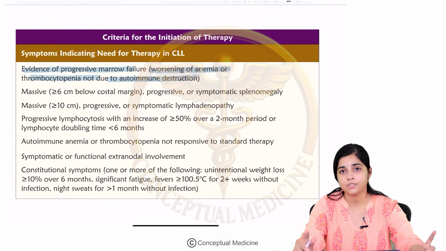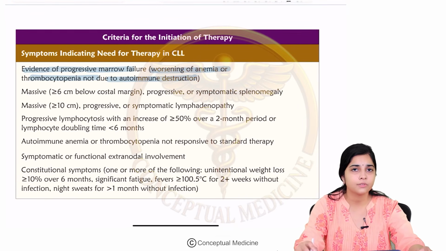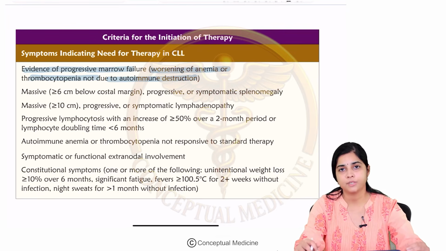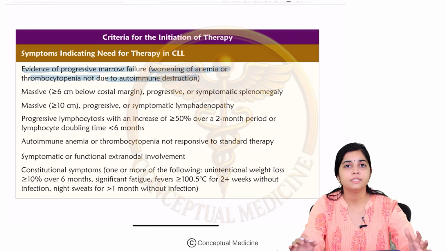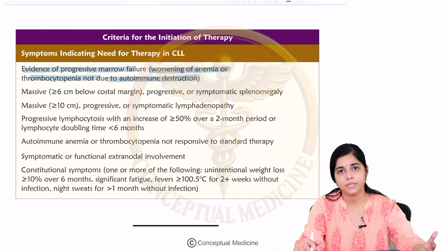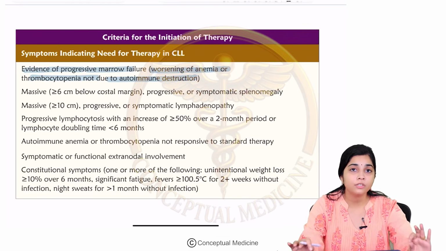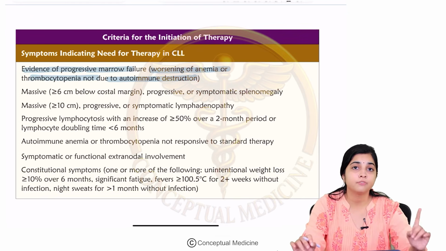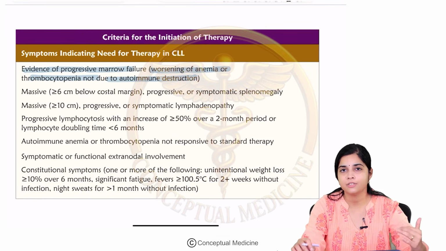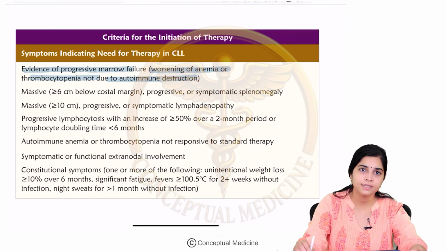Always remember that in the chapter on autoimmune hemolytic anemia also we had learned that CLL can be associated with what type of autoimmune hemolytic anemia? It can be associated with cold agglutinin disease. So cold agglutinin disease can also cause a drop in hemoglobin or platelets. So if it is not of autoimmune etiology and there is evidence of bone marrow involvement, then the CLL patient falls into Rye stage 3 or 4 and he definitely needs treatment.